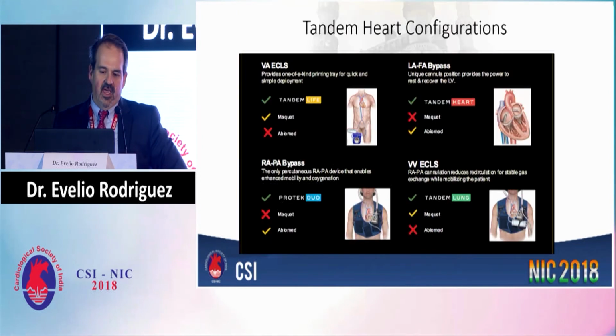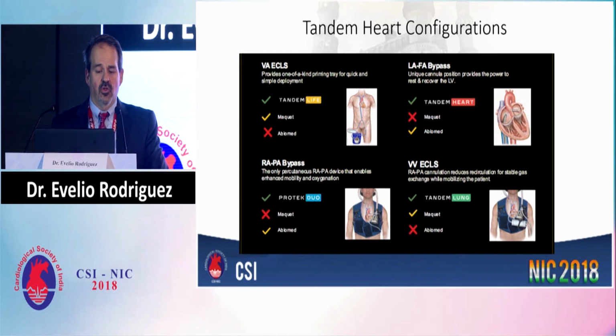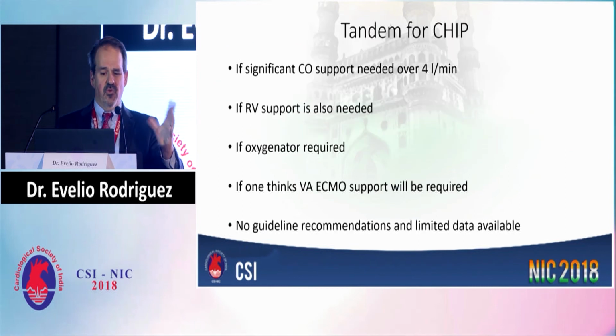The advantage of the tandem heart is that you have more configurations, so you can do veno-arterial, RA to PA, LA to FA. The only issue is that this is a transseptal approach with a 21 French cannula, so there are issues with transseptal access, and you have to have versatility with that. As far as trials, there are not a lot looking at that, and the tandem heart is something that in most places is not used, unless you really think that the patient is going to need a lot of support and is going to need ECMO later on.